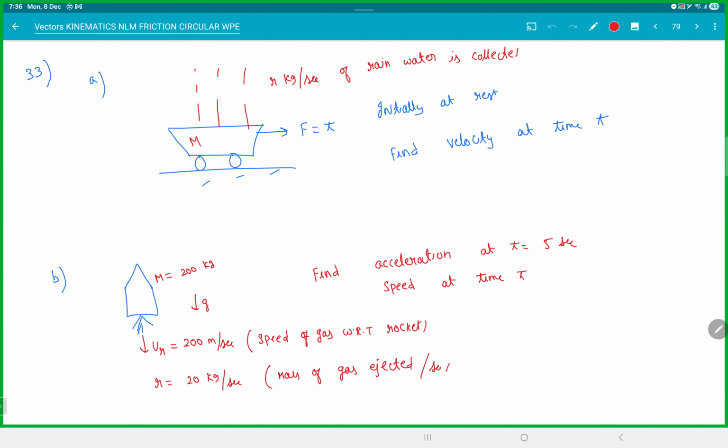Second thing, a rocket of mass 200 kgs. Gas is coming out with 200 meters per second relative to the rocket. You're ejecting 20 kgs per second. Find the acceleration of the rocket at 5 seconds and speed of the rocket after time t. You can also call this thing a variable mass system, or you can also put it in Newton's second law. Yeah, doesn't really matter. So let's go.